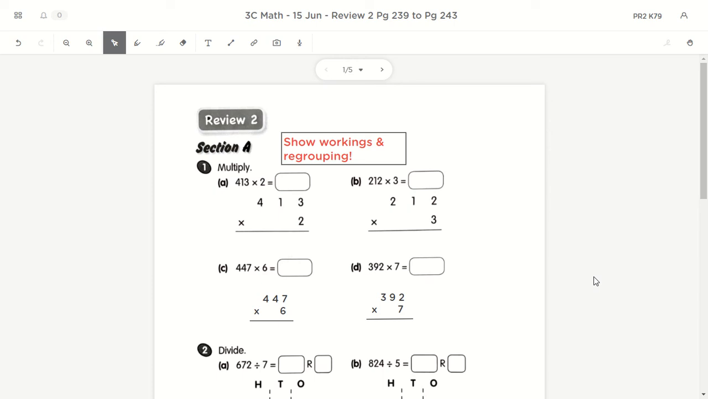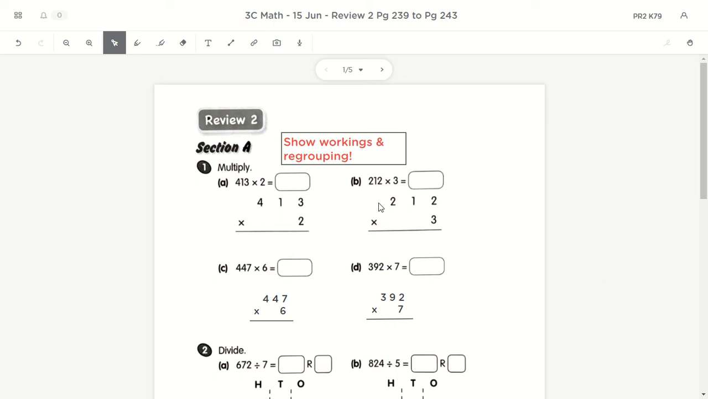Okay, so you realize that yesterday's homework was quite straightforward, at least the first part, but the focus is really on your workings and your regrouping, stuff like that. Okay, and how well you align the place values together. So without further ado, let's get started.